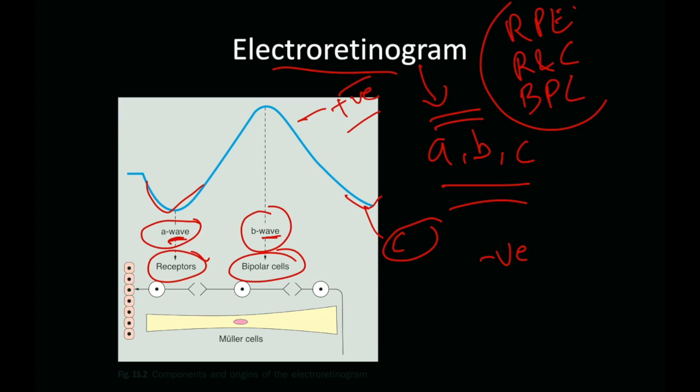Okay. A waves arise from the photoreceptors, rods and cones. B wave arises from bipolar cells, B for B. C wave arises from RPE, also from rods and cones. So important MCQ points are: A wave from receptors, B wave from bipolar cells. These are commonly asked questions. And that ends this discussion on retina.